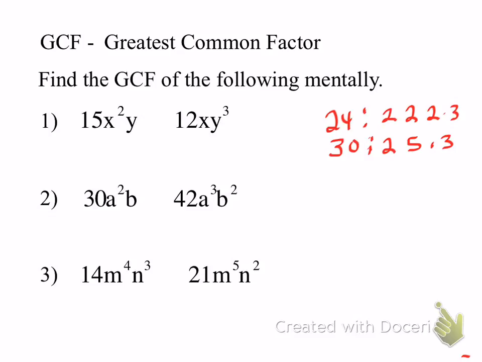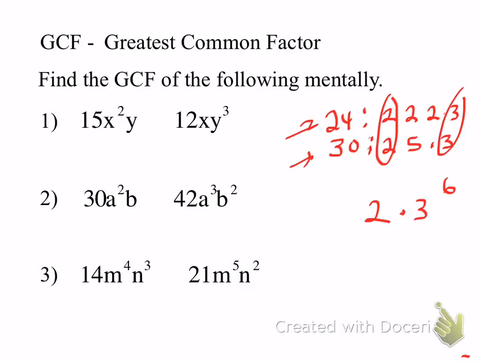So my GCF is what they have, the factors they have in common. I have a pair of 2s. I have a pair of 3s. And that's it. When you multiply them together, what is it? 6. 6 is the greatest common factor of 24 and 30. Does this make sense? Yes.